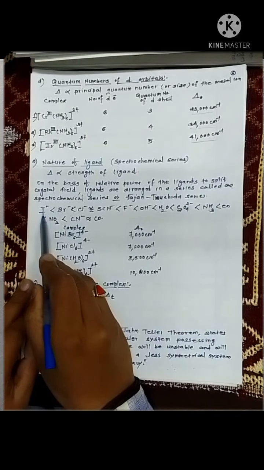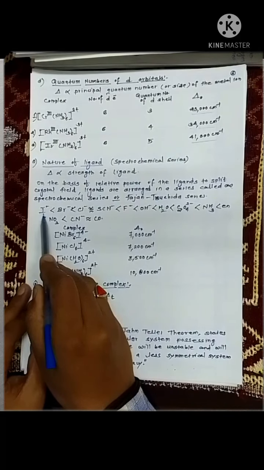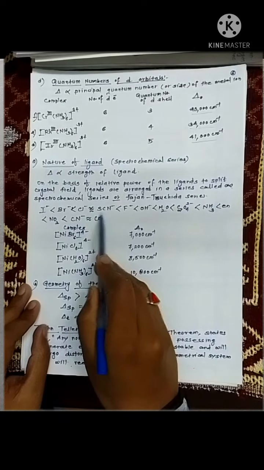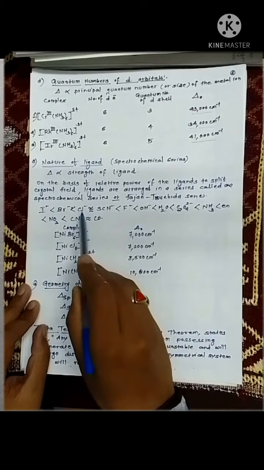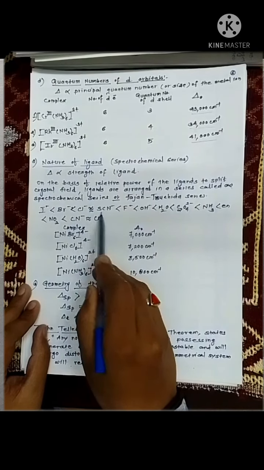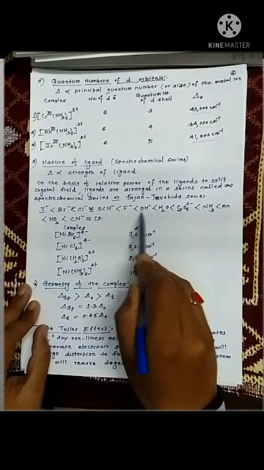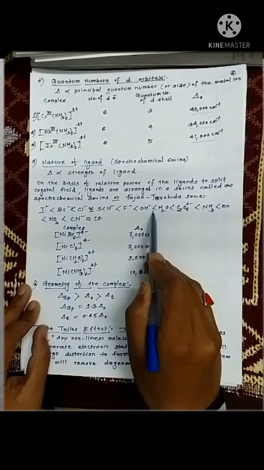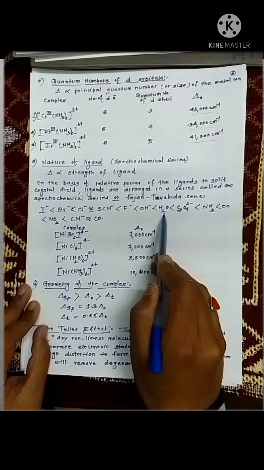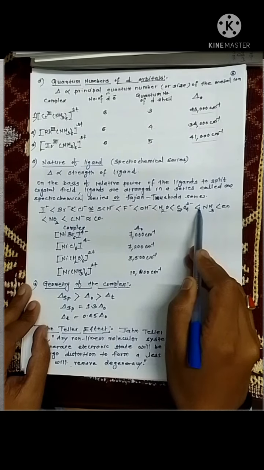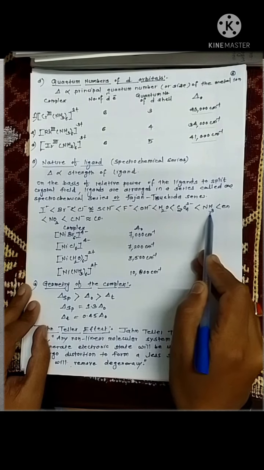So in this series we see that iodine has lesser value as compared to bromine. Bromine has lesser value as compared to fluorine. Chlorine and thiocyanate ligand generally have nearly equal value. Fluorine has lesser value as compared to your OH minus. OH minus has lesser value than water. Water has lesser value than your oxalato ion. Oxalato ion has lesser value as compared to your ammonia.